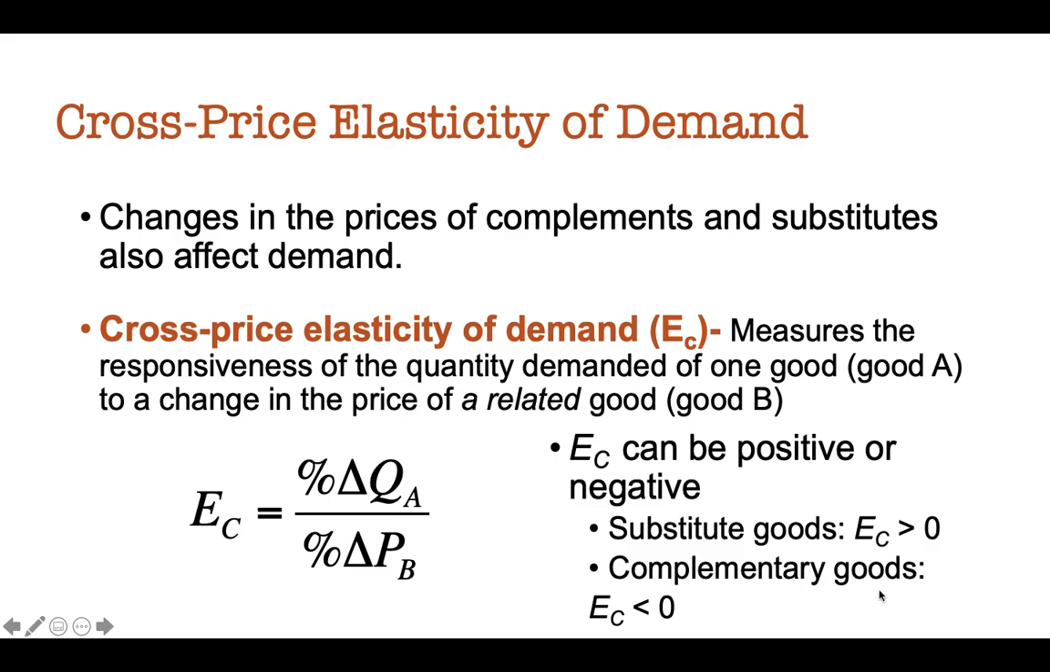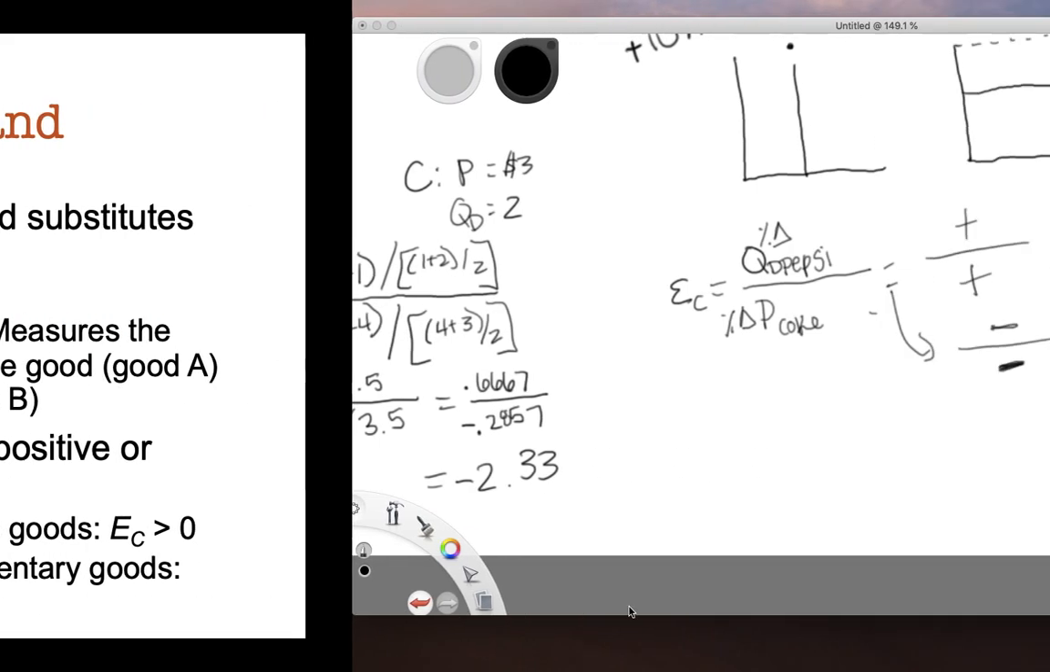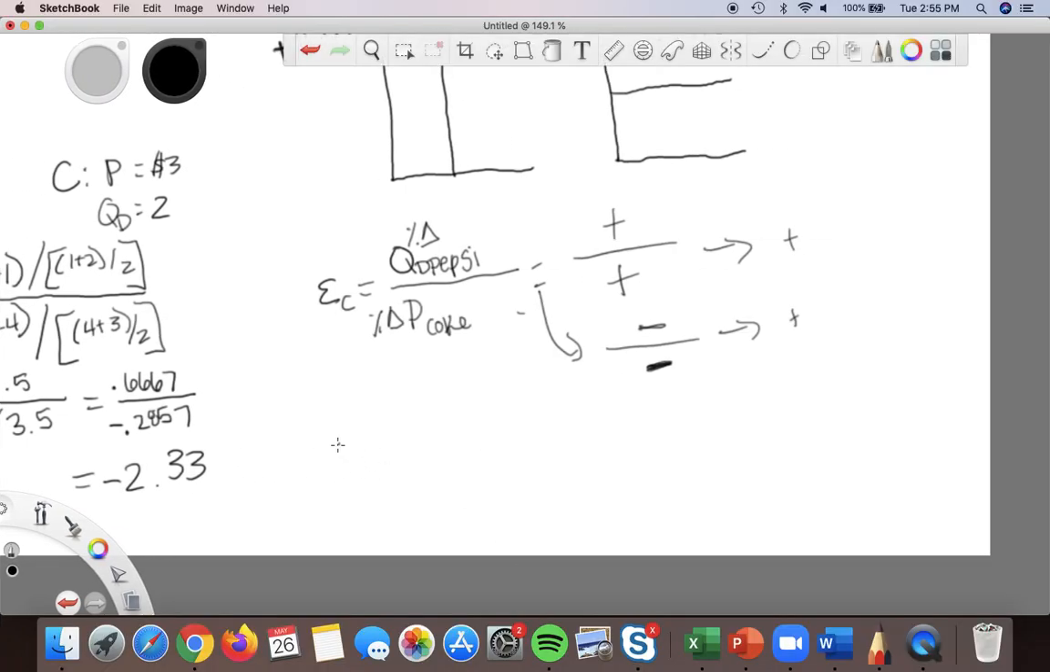Now, complement goods, those are goods that you use together. So if I were to look at the cross-price elasticity of peanut butter and jelly, I could look at how the percentage change in the quantity demanded of peanut butter changes when I change the price of jelly. I'm always going to get negative answers for this cross-price elasticity.